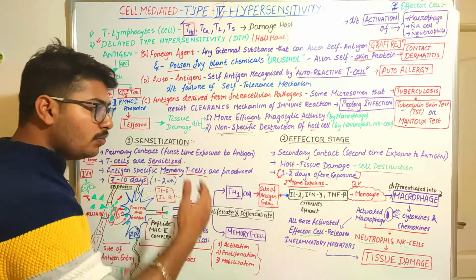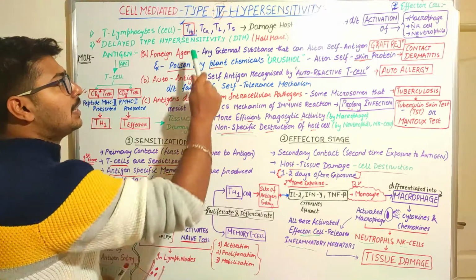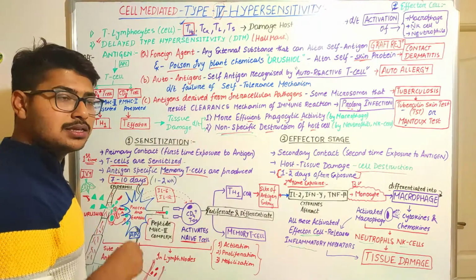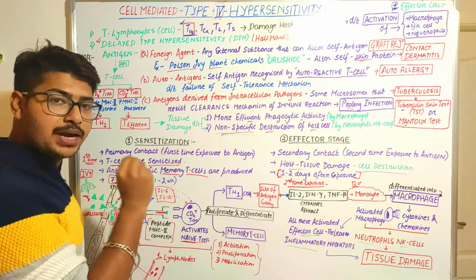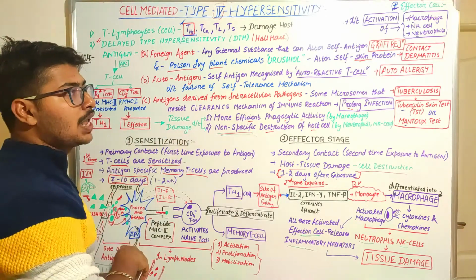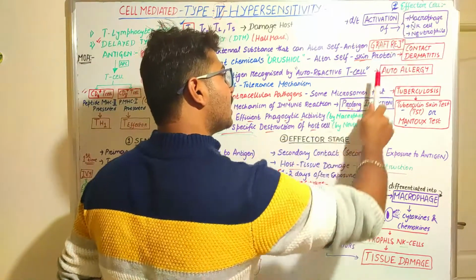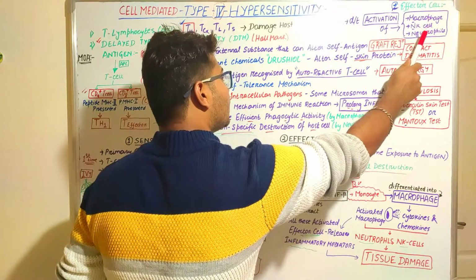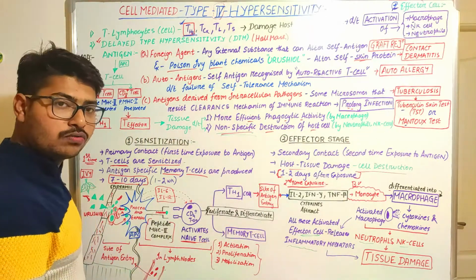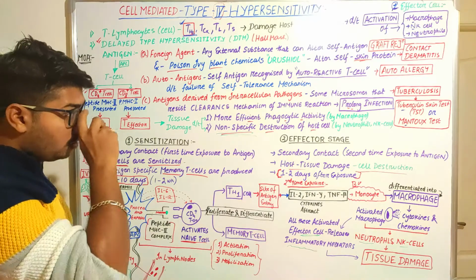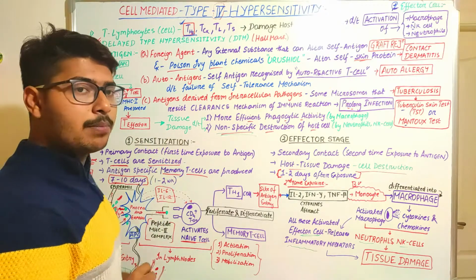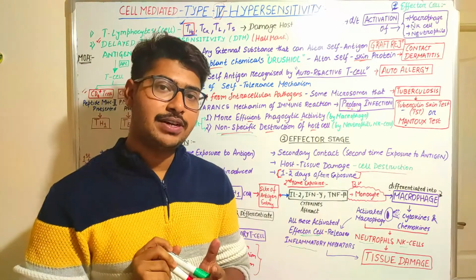So from the beginning, as I have said, this Th1 cell is the primary mediator of this process, and the effector cells are the macrophage, natural killer cells, and the neutrophils. Okay, so this was all about type 4 hypersensitivity reaction.